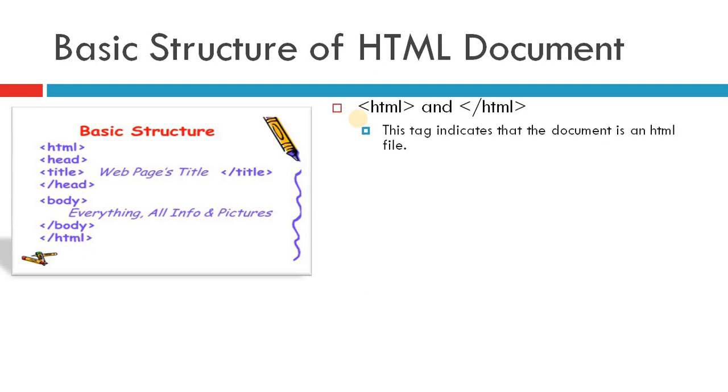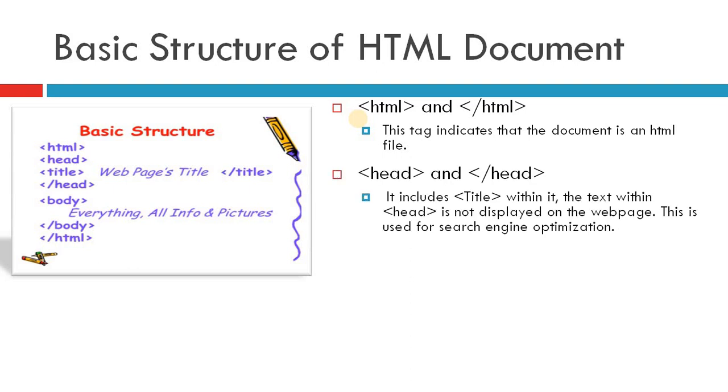HTML and /HTML. This tag indicates that the document is an HTML file. It means that the code which is written in this particular file is HTML code. Next, head and closing tag. It includes title within it. The text within the head is not displayed on the web page. The head section is used for search engine optimization.